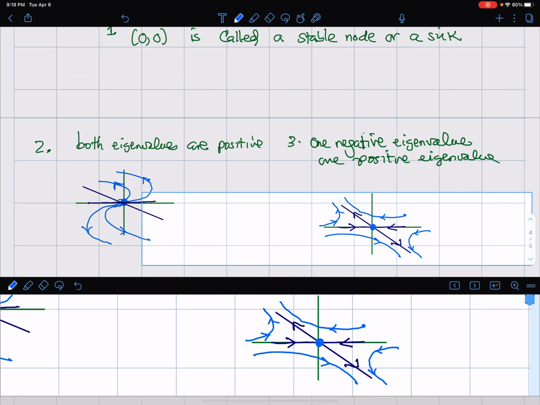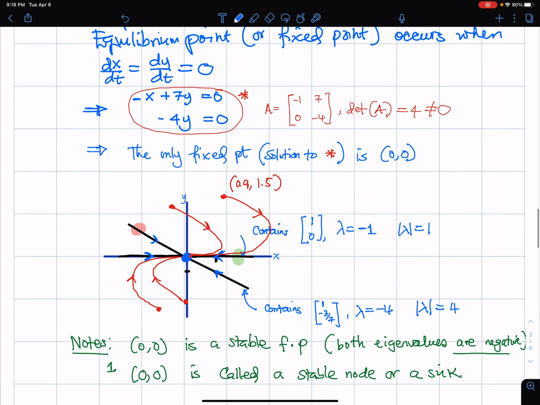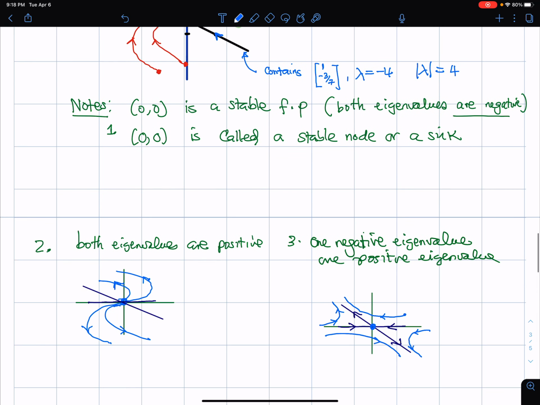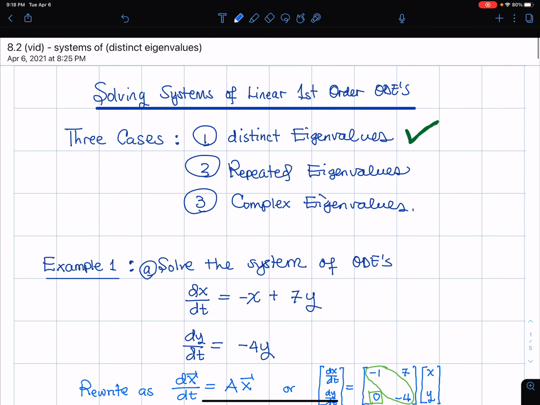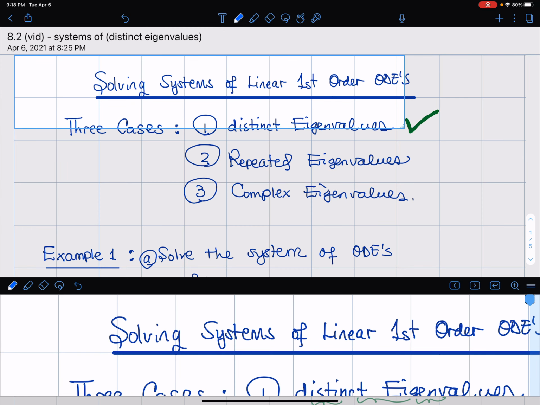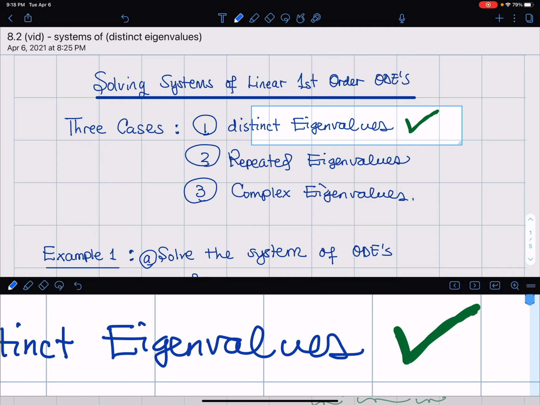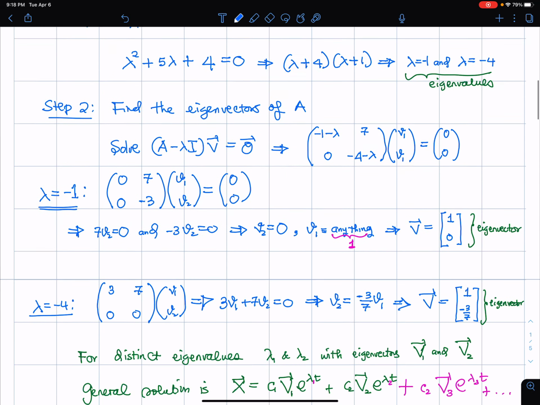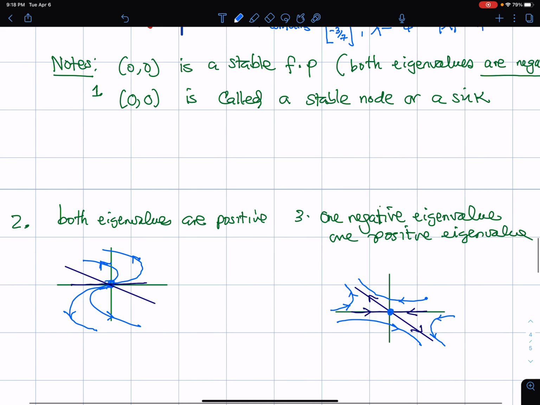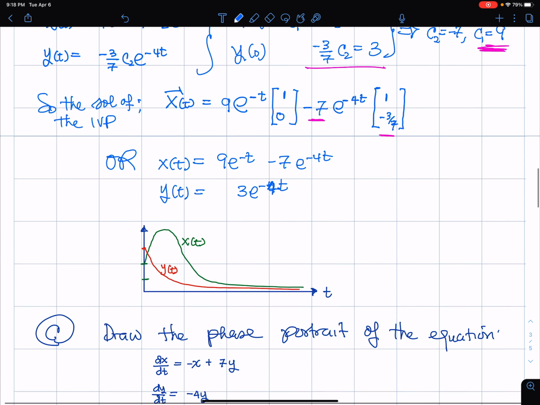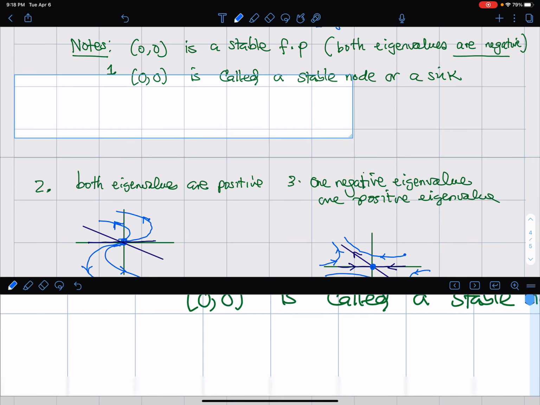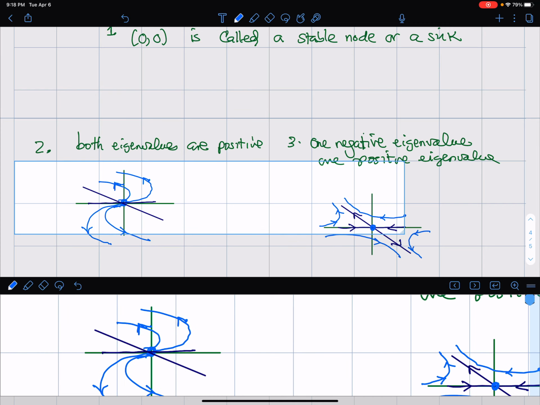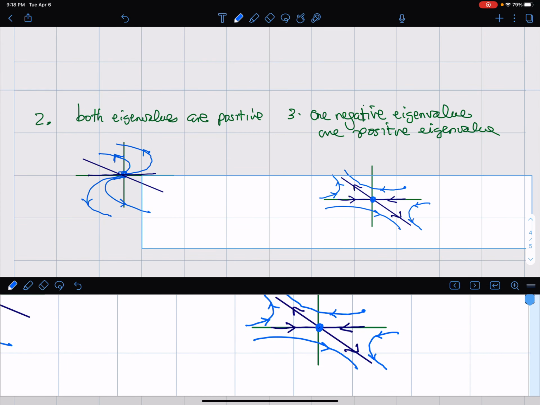Mind you, we're dealing with the case where you have two eigenvalues, and they are both real and distinct. Two real numbers, and they're both different. So we've looked at the case in detail. We looked at the case where both of them are negative, where both of them are positive, and this is how they behave, and where one is positive and one is negative.